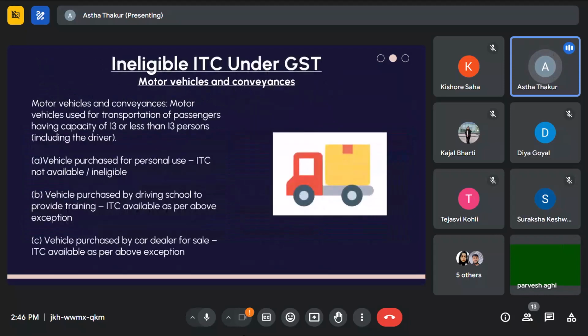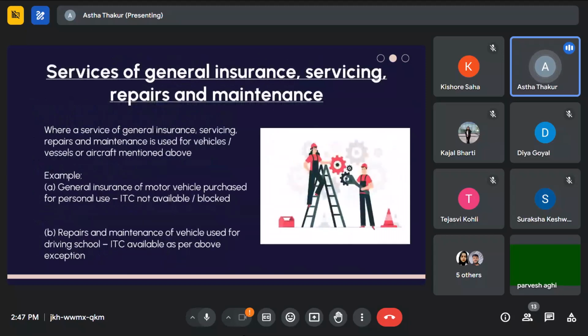Coming to the final topic of our presentation today, the third topic: ineligible ITC under GST. There are four kinds of ineligible ITC. First is motor vehicles and conveyances. For a motor vehicle used for transportation of passengers having a capacity of 13 or less, including the driver, ITC is not eligible. But vehicles purchased by driving schools or by car dealers for sale are eligible as per some exceptions. The second category is services for general insurance and servicing, repairs and maintenance.